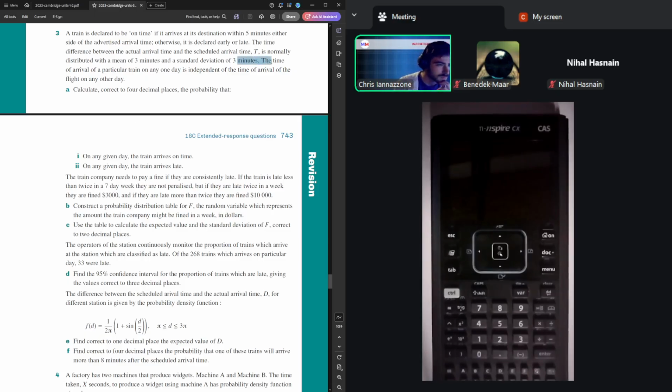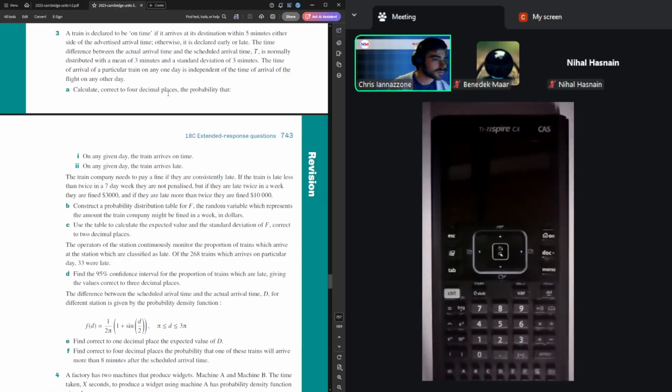This is where it gets a bit confusing. Which way does it actually go? Normally distributed, mean of 3 minutes. Time difference between actual and scheduled, so it would be actual minus scheduled. So positive would be later and negative would be earlier. Sorry, did I say that? I said the same thing twice, didn't I? Positive would be later, negative would be earlier.